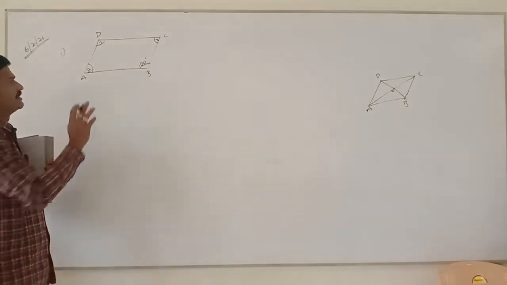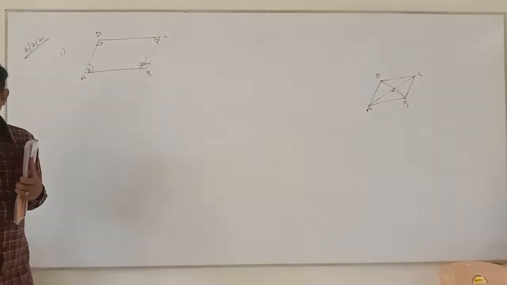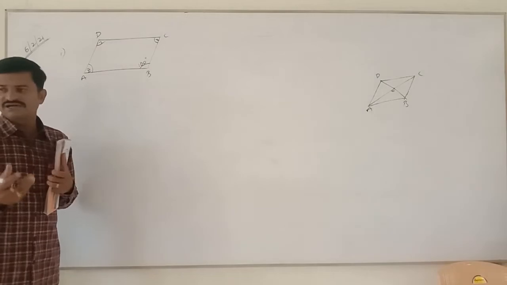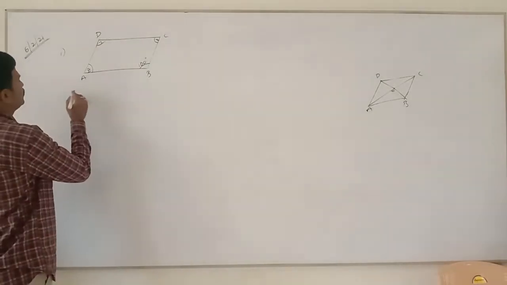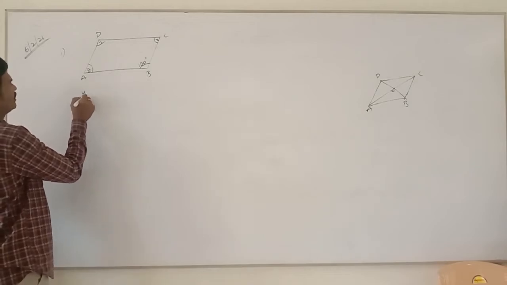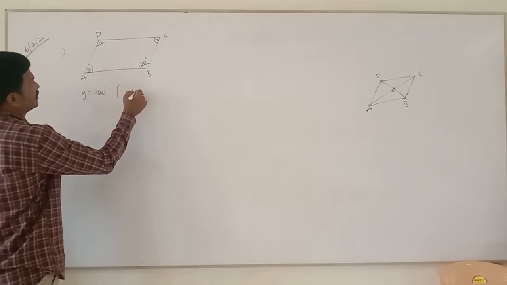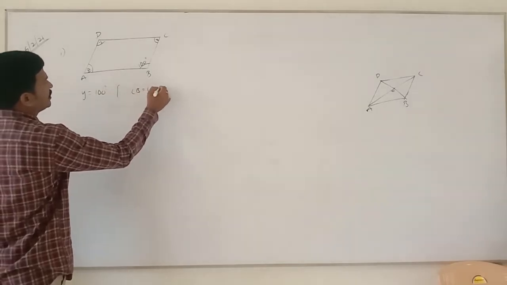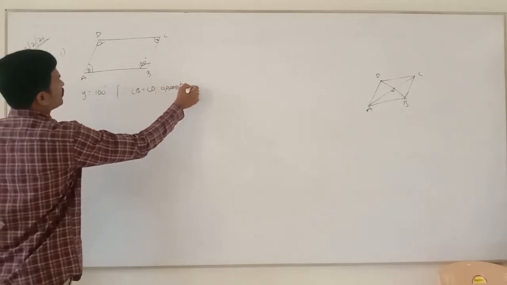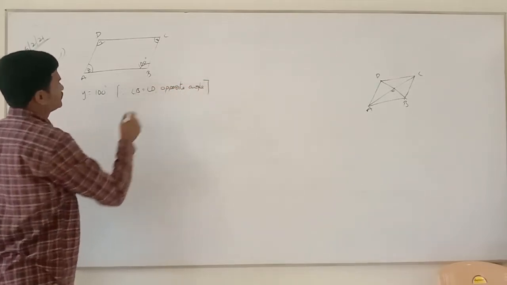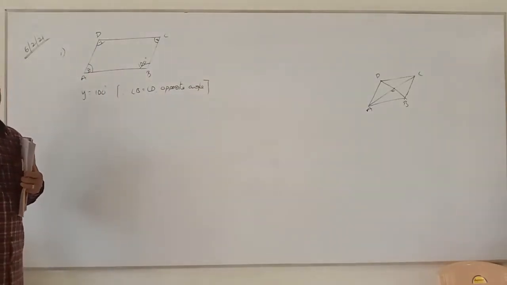Very simple. If this is 100, then can you guess what is the value of y? 100. How is it 100? Opposite angles are equal. That's it. Now, angle y equals 100, since angle B equals angle D, opposite angles of a parallelogram. So already we got the value of y.